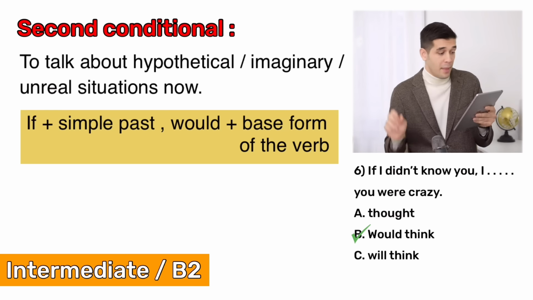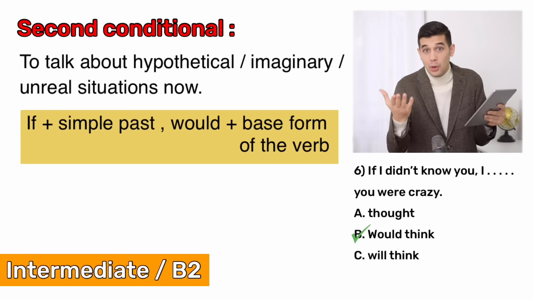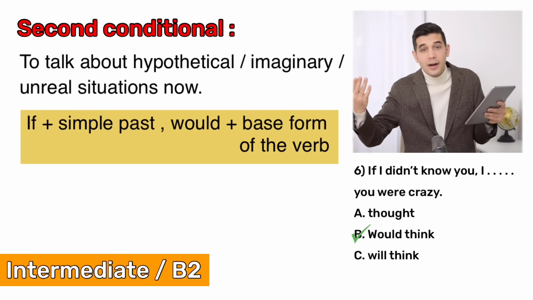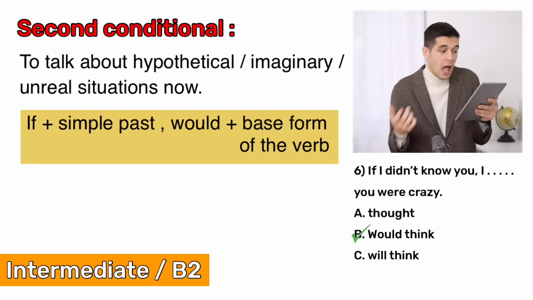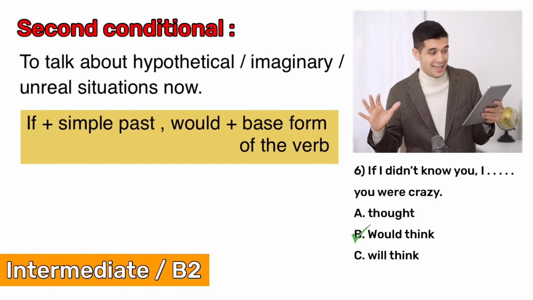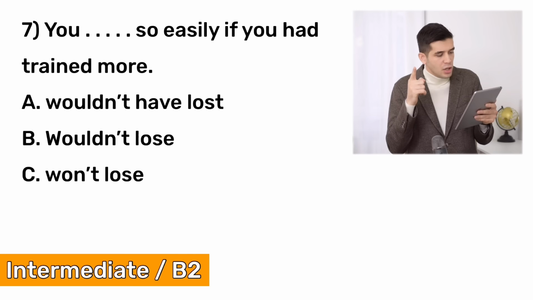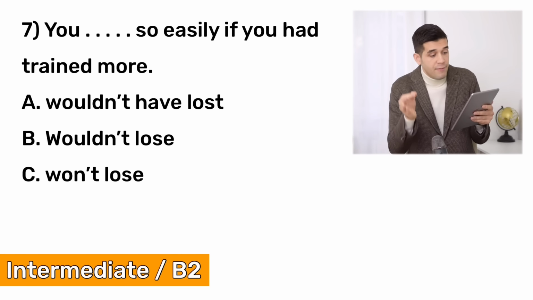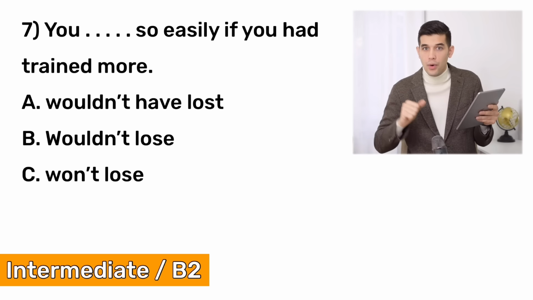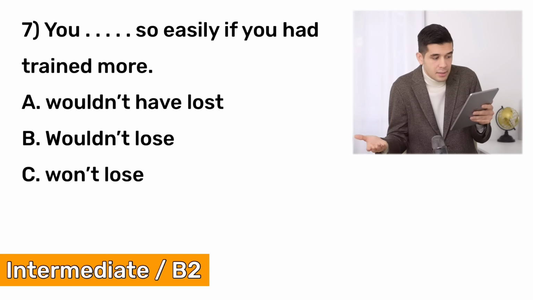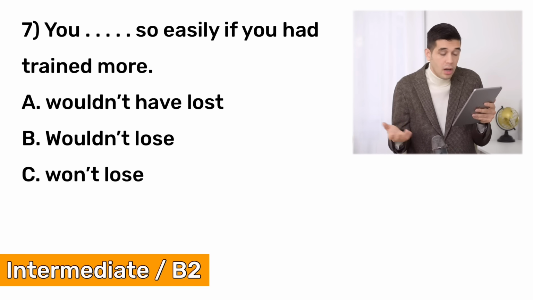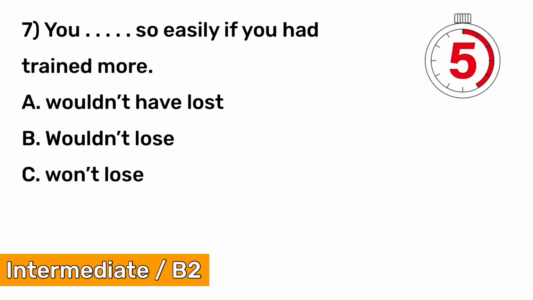Now look at the question. If I didn't know you, so if plus simple past, the second part should be would plus base form. I would think that you were crazy. Let's move on to question 7. You, so easily, if you had trained more. Wouldn't have lost, wouldn't lose, or won't lose.